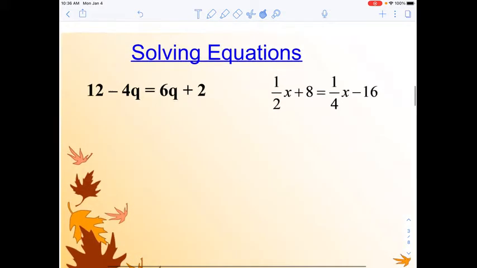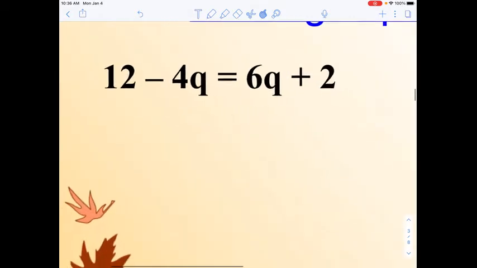The next couple problems have to do with solving equations. So the first one is 12 minus 4q equals 6q plus 2. Again, we're going to follow the long steps of order of operations, the first one being add op. So I'm going to change this subtraction into plus negative. Then we have distribute. Then we have combine like terms. So can't do either of those.